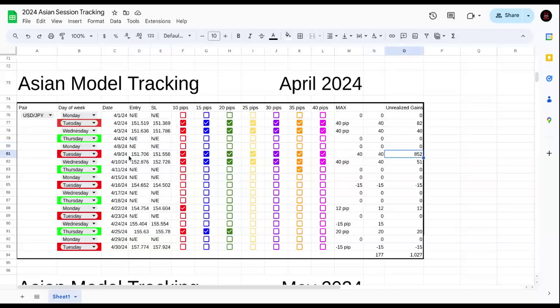Let's take a look at Tuesday. So this is April the 9th. Let's take a look at that. Let's go to this chart. I'll get there real quick for you guys. I'll share the screen in just a second. I have a bad habit of not sharing my screens right away.